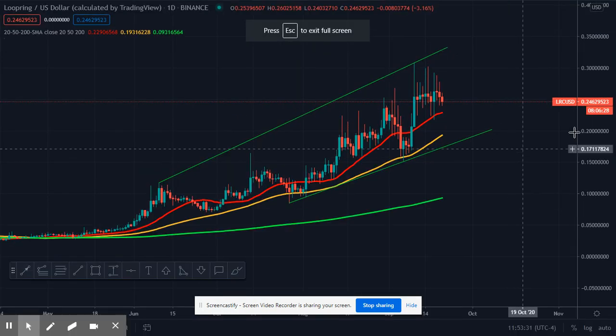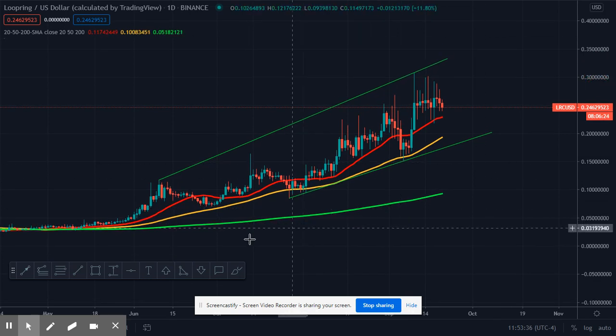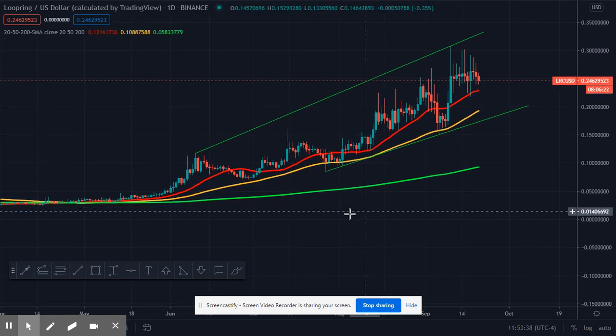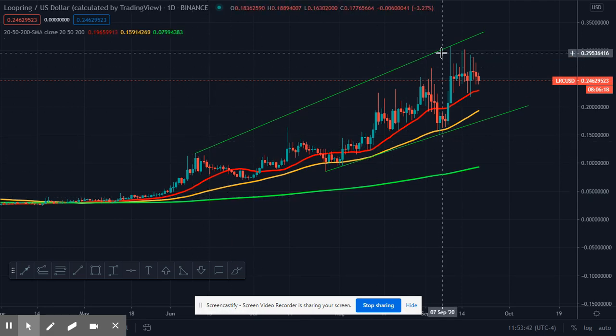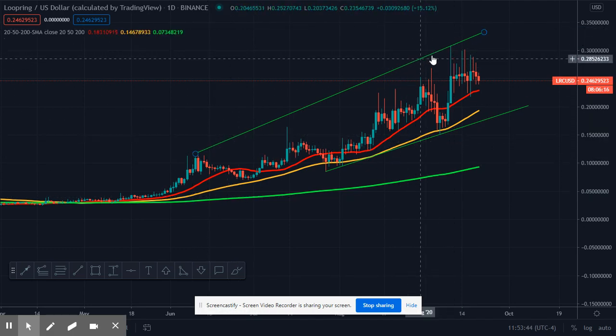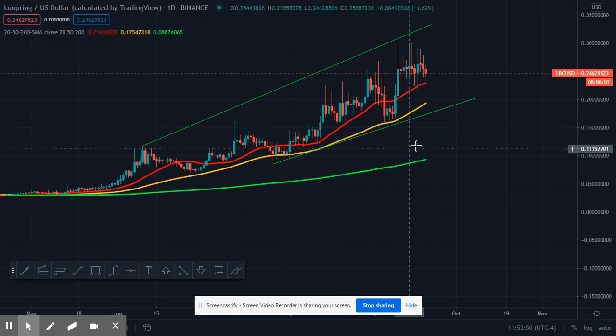We are Loopring versus the U.S. dollar. This is based off of Binance. We got a nice little uptrend. We're in this channel. This is our top channel, and this is our bottom channel. We've come down and respected these levels.